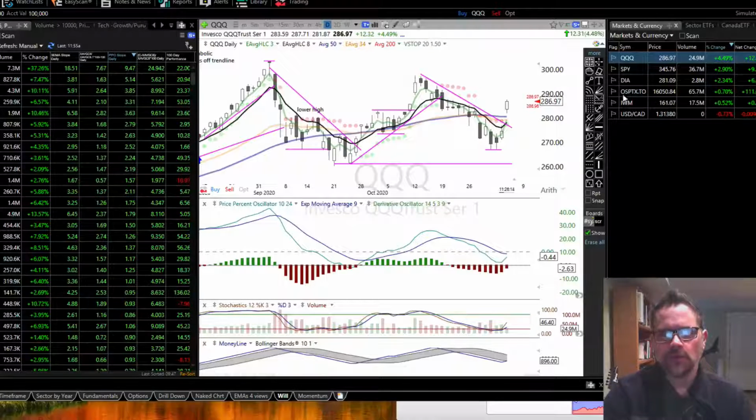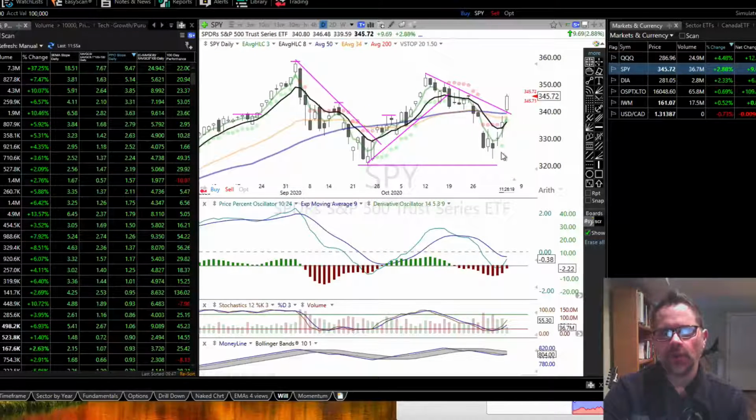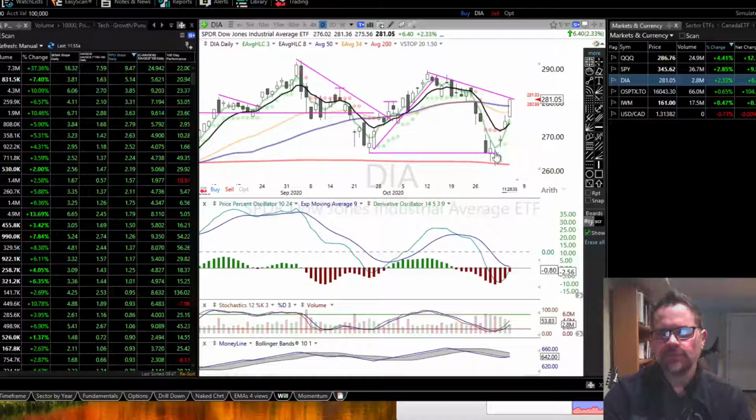And other indices are similar. So we have a downtrend here. We broke it. You can see that if you drew a line at the bottom, there's a doji gap up. So that's quite a strong reversal as well, and another gap. So two gaps in a row. Dow Jones, same sort of thing. We have gap ups here, doji gap ups, and a break.